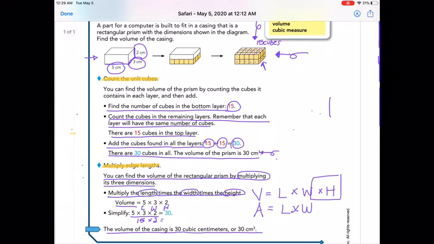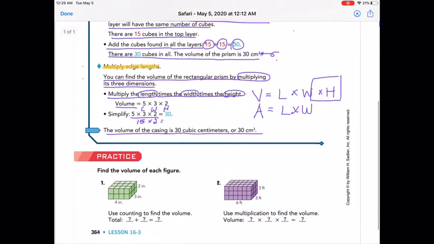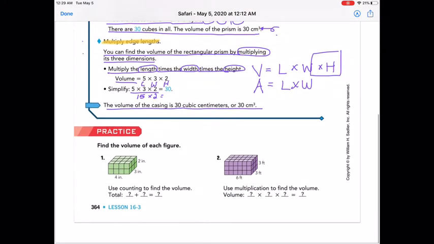Let's move further down and see what else we can find to practice so that you really get the hang of it. Whichever way is easiest for you is what you are going to use. You might count the cubes and add however many layers there are, or you might want to use volume equals length times width times height. Either one is going to be fine and will get you the same answer. And you may want to do both to double check your work. Let's look at some examples. Find the volume of each figure.